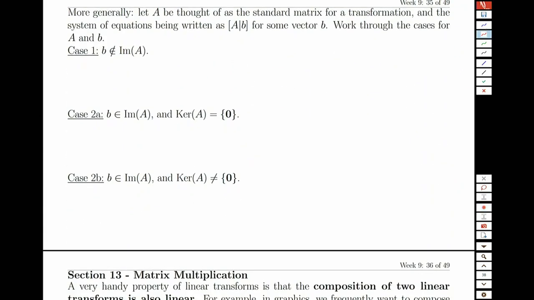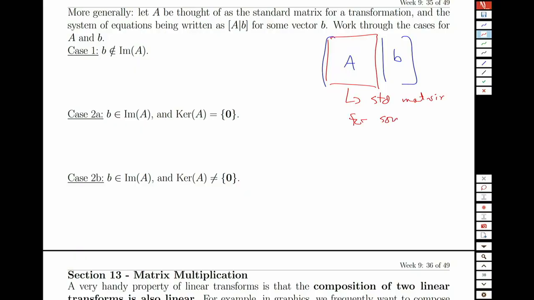So we are now going to look at this system here, this augmented system. We didn't do that with most of the transforms before. We just focused on the A part. But we're going to treat that A part as the standard matrix for some transform L. And it's linear. Every matrix represents a linear transform.